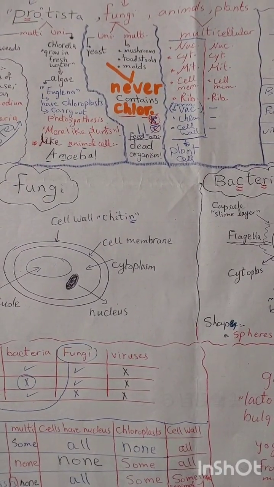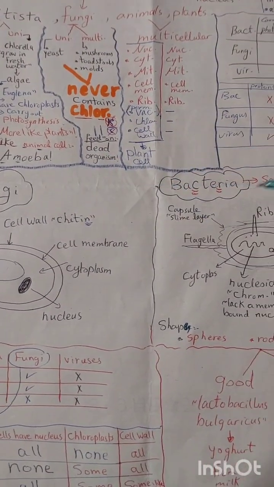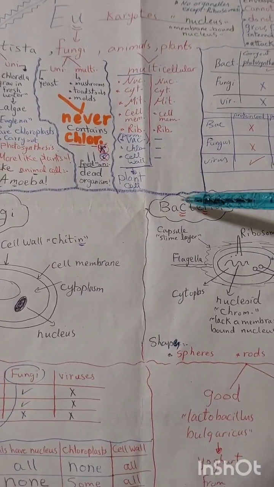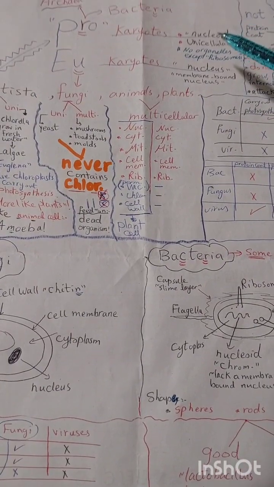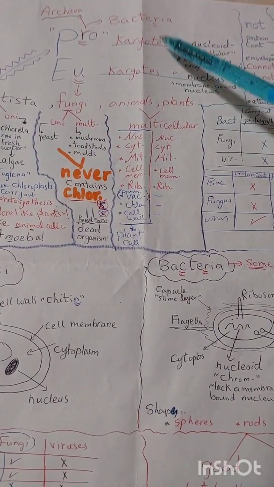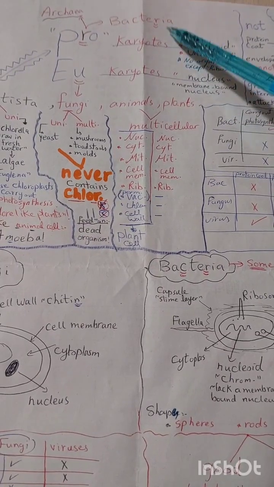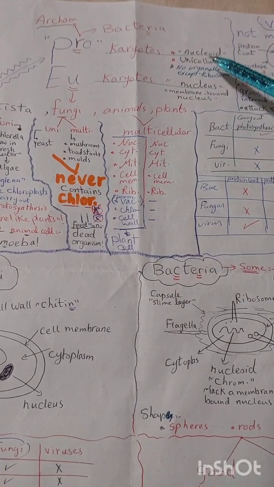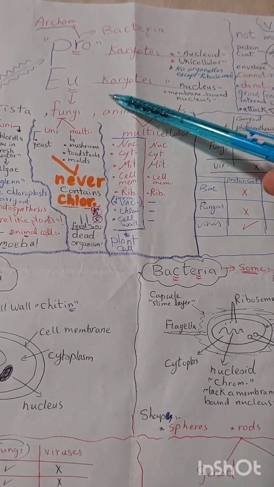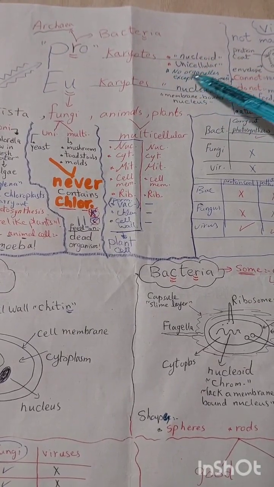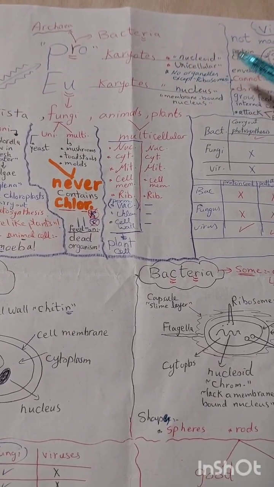And now let's have a look at fungi cell and bacteria cell. And as we said at the beginning, there are three differences between prokaryotes and eukaryotes. Prokaryotes, bacteria: the first one is nucleoid, and eukaryotes, nucleus. The second one is unicellular, and for eukaryotes, multicellular and unicellular. Third one, no organelles except ribosomes.